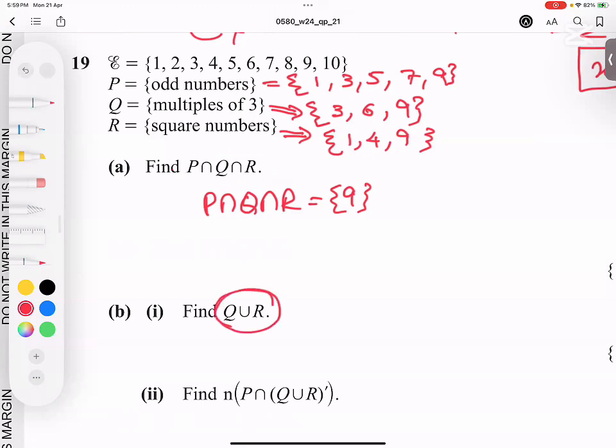Q union R. What does Q union R mean? Common members and uncommon members of Q and R, so these two sets. So 1 is not common, but I will take it. 3 is not common, but I will take it. 4 is not common, but I will take it. 6 is not common, I will take it. But 9 is common, present 2 times, but I will not take it 2 times. I will take it 1 time only. So this is called union.